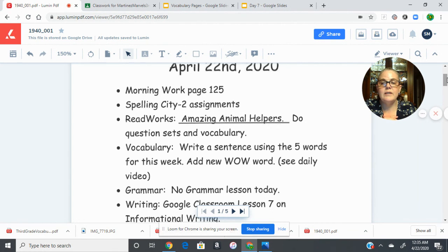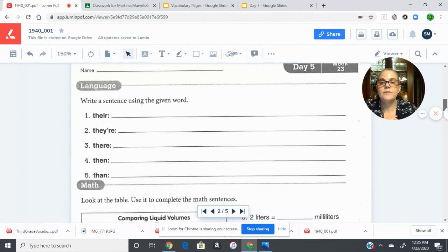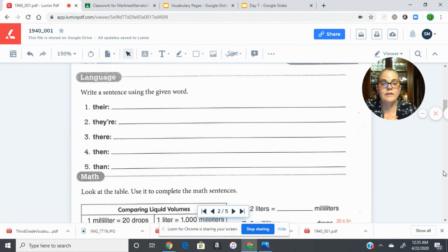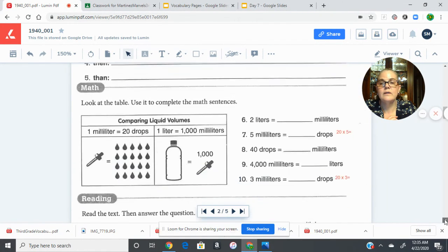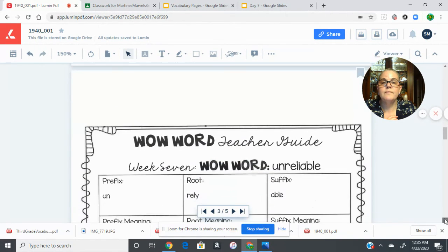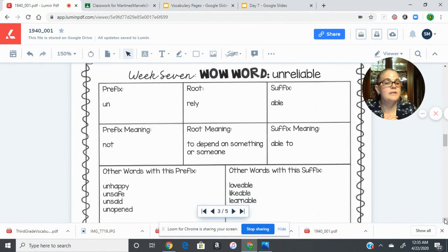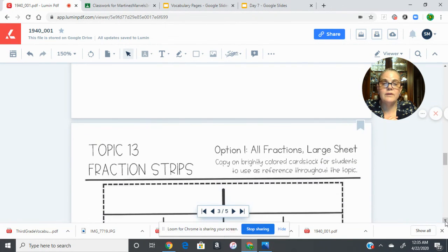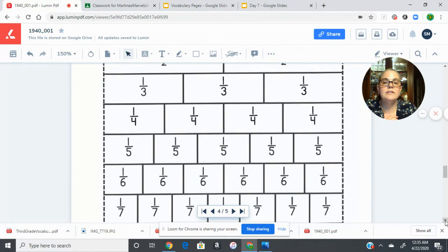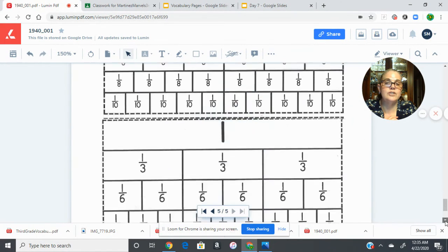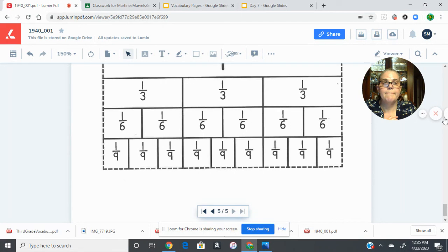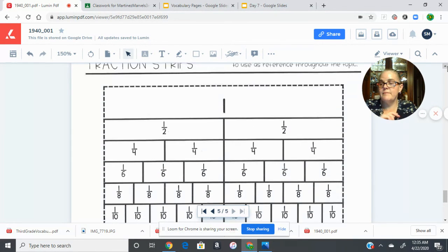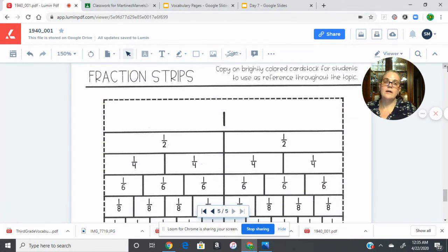So the things that will be in your packet, all of that you would really need to print. So let's go over that real quick. You don't need to print your morning work page because you have it in the book. Okay, done with that. We don't need to print the wow word page because we have it in our vocabulary book. We also don't need to print anything for vocabulary because it's in our book. So the only thing we need to print today are these 2 pages of fraction strips. That's it. And now these don't go back to me. Remember, they go into your Math is Fun notebook.